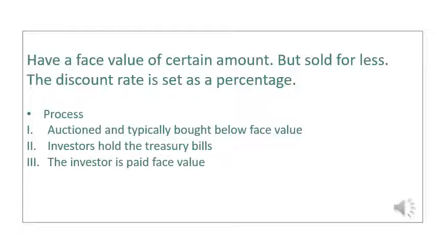So the first step is the treasury bill is auctioned and typically bought below face value. The second step is the investors hold the treasury bills until they mature. And the third step is the investor is paid face value.